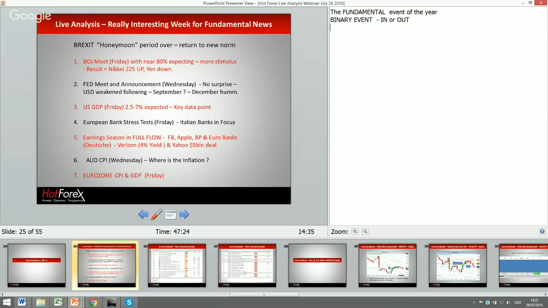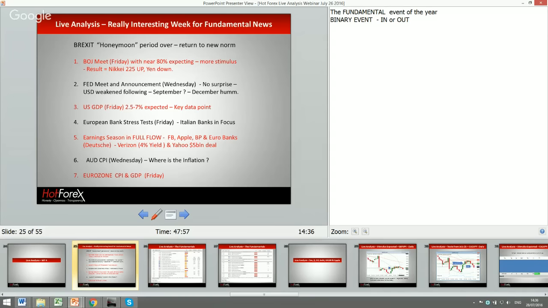Other news this week, we've had inflation out of Australia. The Aussie dollar has sort of bounced around a bit on that. Real problems with inflation all around the world. This time last year, we were talking about deflation being exported from places like China and Japan, and it's just not picking up. And finally, tomorrow, again, the good old Eurozone also got inflation and gross domestic product. So massive news this week. Lots of significant pieces of news.